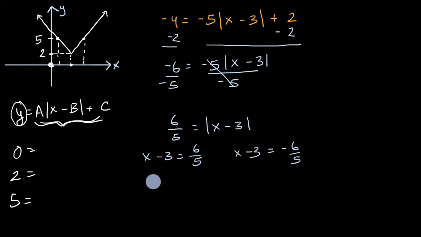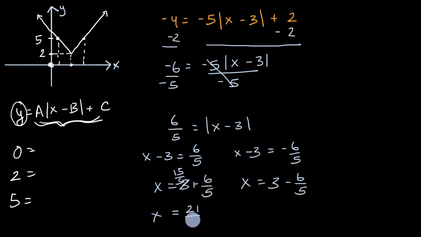So let's solve it. If we add 3 to both sides of this equation, we're going to get x is equal to 3 plus 6/5. If you add 3 to both sides of this equation, you get x is equal to 3 minus 6/5. So 3 is the same thing as 15 over 5. 15 over 5 plus 6 over 5 is equal to 21/5 in this situation. And over here, this is equal to 15 over 5 minus 6 over 5, which is equal to 9 over 5. So here, we clearly had 2 solutions. It was kind of like this scenario right over here. 2 x values gave us that y value.